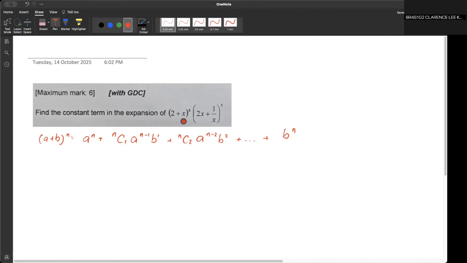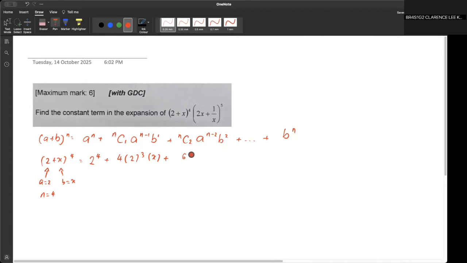Okay, now in order to do this, let's expand (2 plus x) to the power of 4. So we have to know a is 2, b is x, and our n is 4. So to expand this, we do 2 to the power of 4. We follow the formula here. Then we have 4C1, 4C1 is 4. Then we have a, which is 2, 2 to the power of 3, then after that, x.